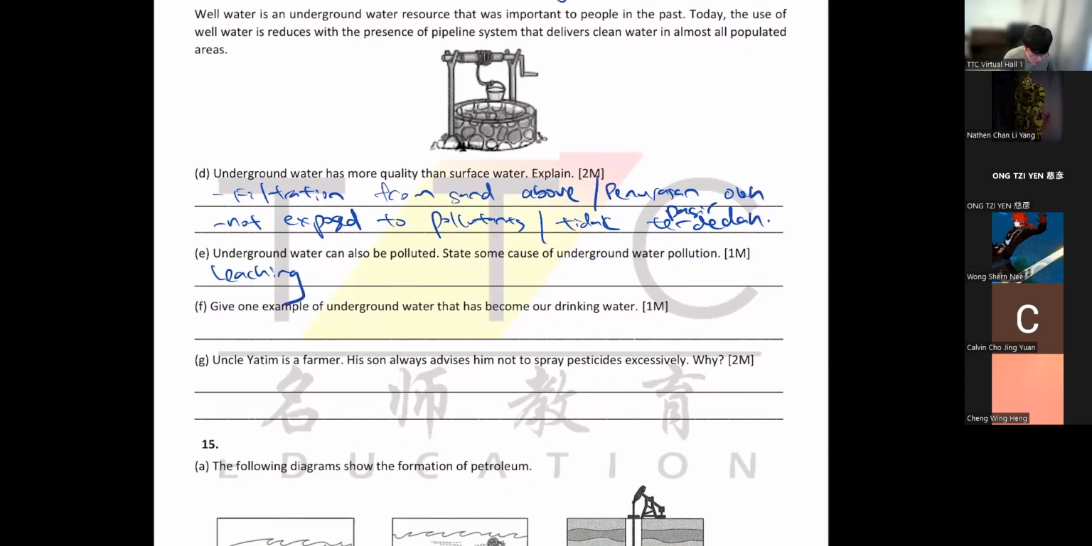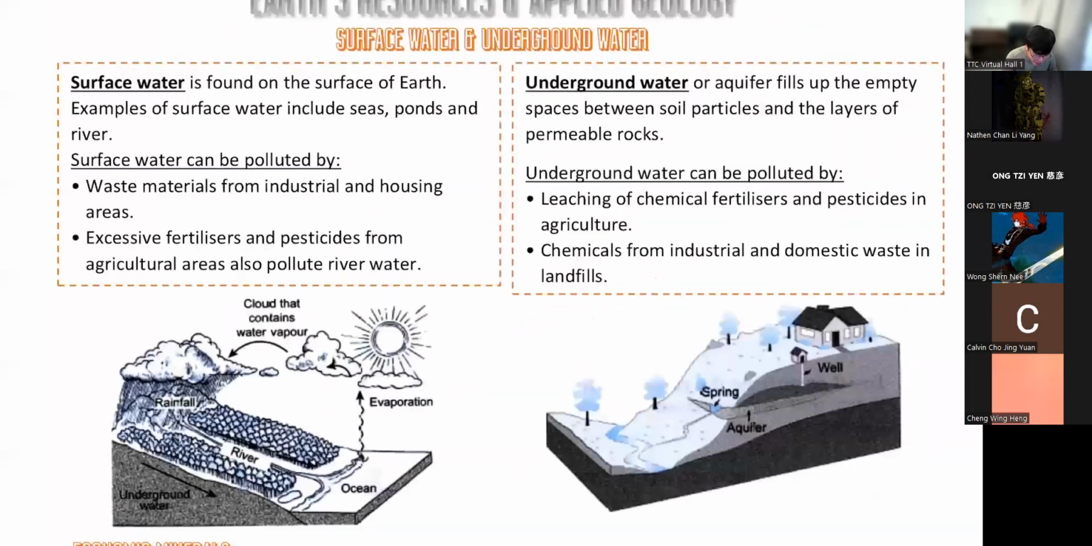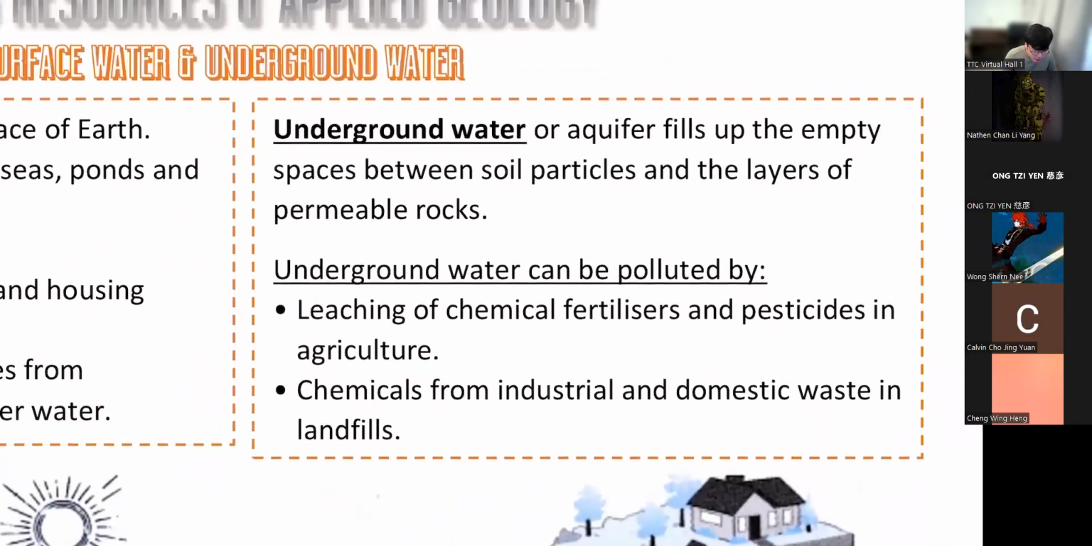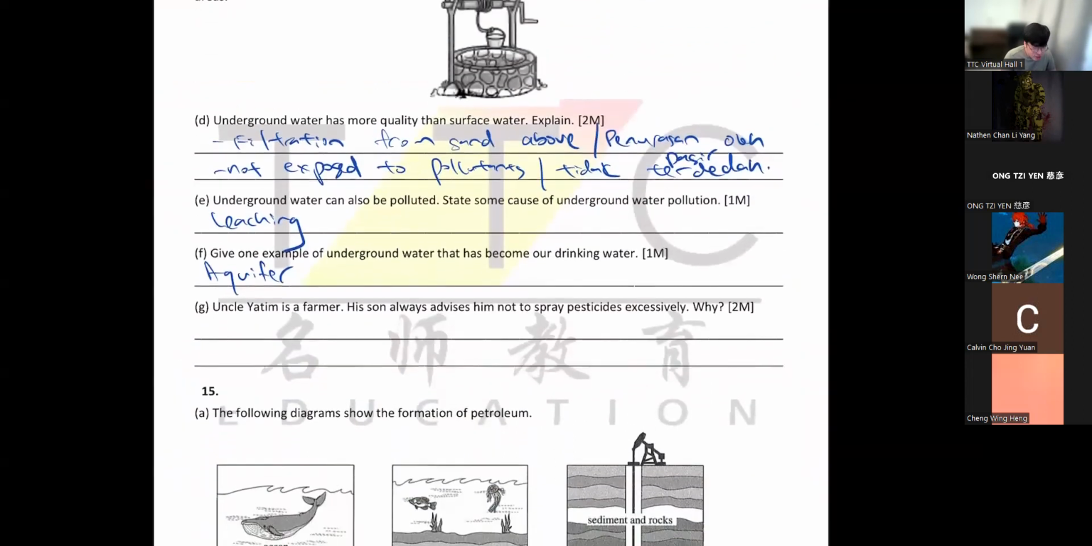So one example of underground water that has become our drinking water, you have aquifer. Okay, you know what's aquifer? Aquifer is when you have these small bags of space underground. This is what we call an aquifer. Oh, here. Okay, there's an aquifer. Usually we get our drinking water there.